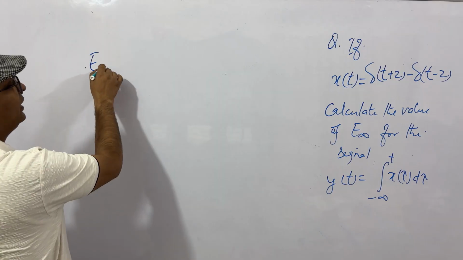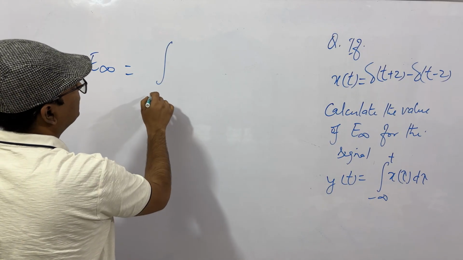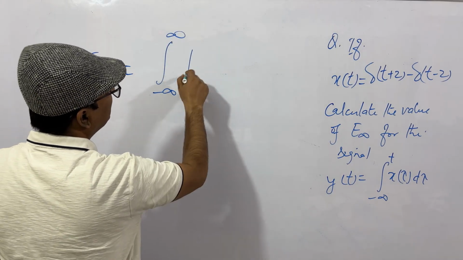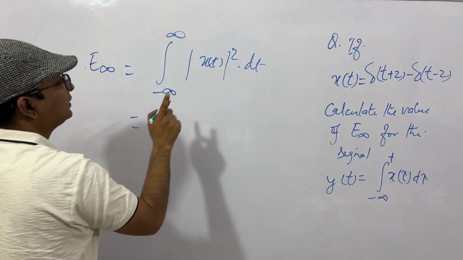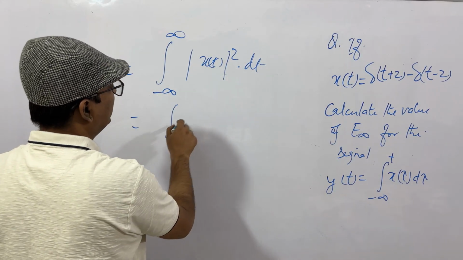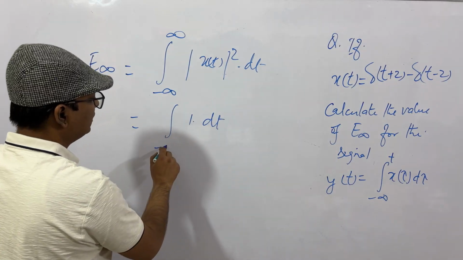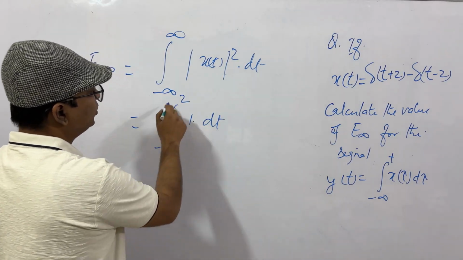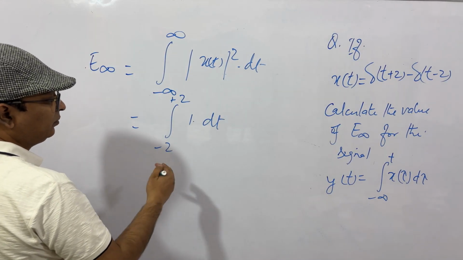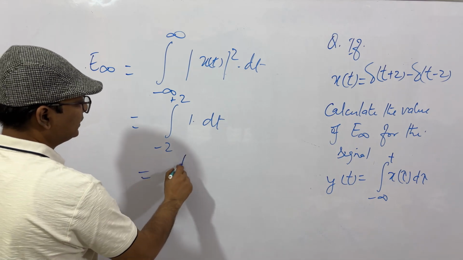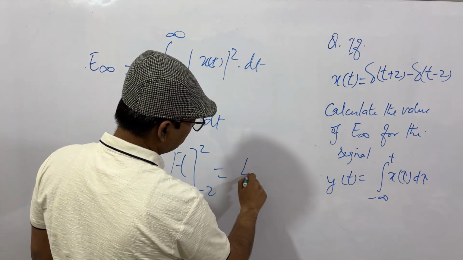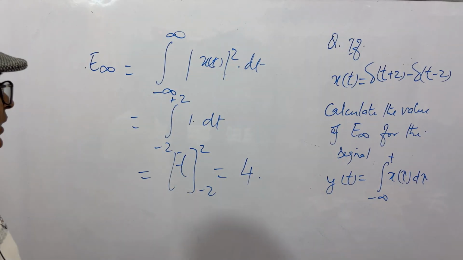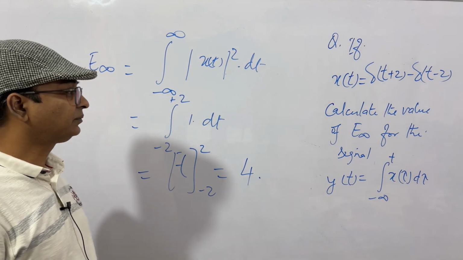So we have to find E∞. It is the integral from minus infinity to infinity of the signal squared dt. Now the signal is a unit step function, so this will be 1. So 1 dt, and the limits are minus 2 to plus 2; otherwise it is 0. So this is t from minus 2 to 2, that is 2 minus minus 2, so this is 4. So we get the value of E∞ equal to 4. Clear?